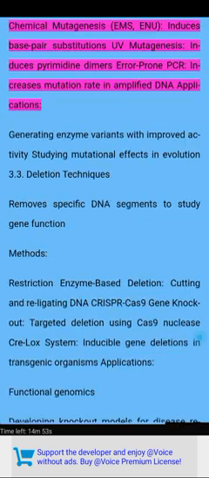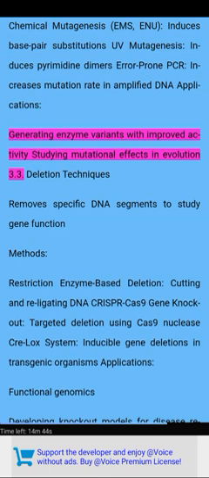3.2. Random mutagenesis introduces mutations randomly across the genome. Methods: chemical mutagenesis, EMS, ENU, induces base pair substitutions. UV mutagenesis induces pyrimidine dimers. Error-prone PCR increases mutation rate in amplified DNA. Applications: generating enzyme variants with improved activity, studying mutational effects in evolution.